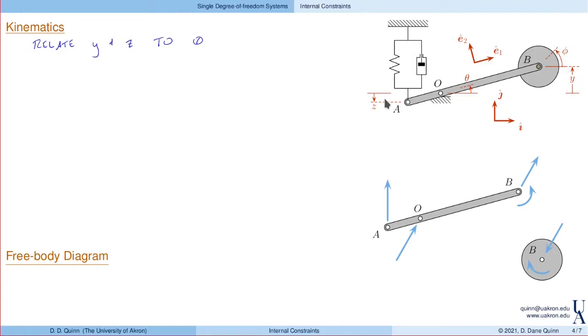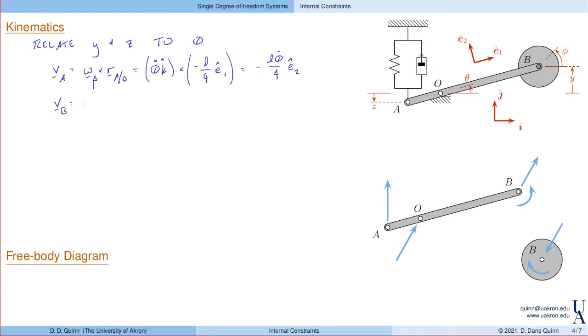So let's start off and look at point A. Here, the velocity of A is the angular velocity of the bar crossed with the position of A with respect to O. The angular velocity of the bar is just theta dot in the k direction, and the position of A with respect to O is minus L over 4 in the E1 direction. When I work through this cross product, k cross E1 is E2, so we end up with minus L theta dot over 4 in the E2 direction.